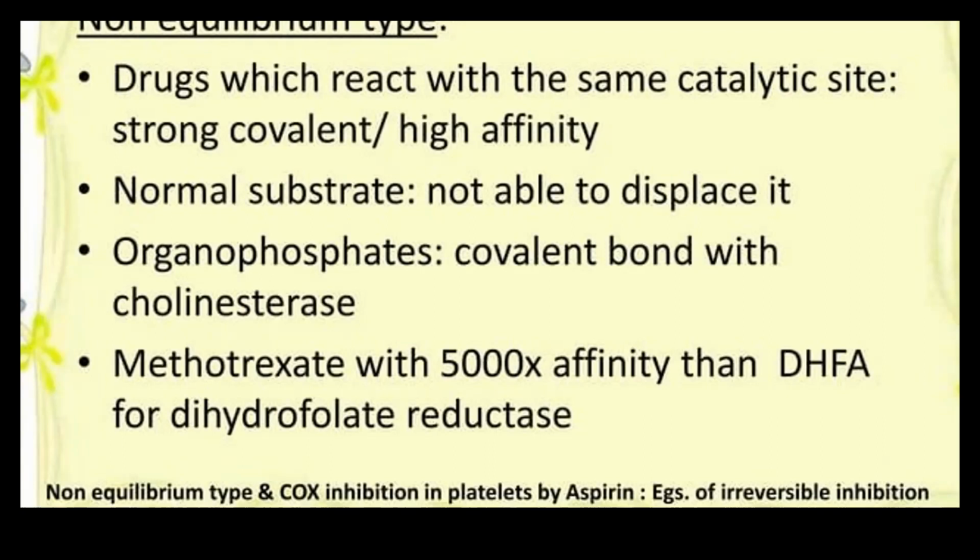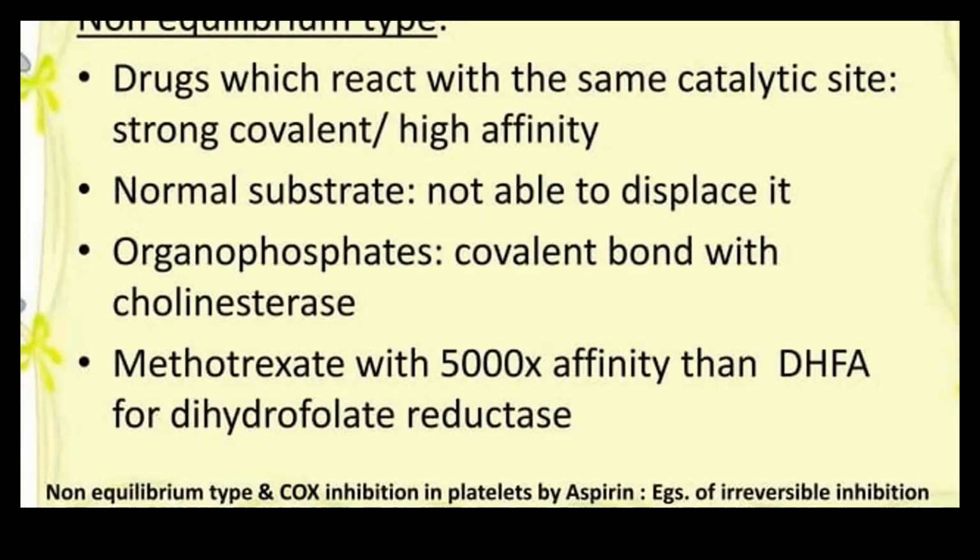Okay. So the first one is the organophosphate, and the second one is methotrexate, which is an anti-cancer drug that has 50,000 times higher affinity for the dihydrofolate reductase than the normal substrate DHFA. Okay. This is the non-equilibrium type.